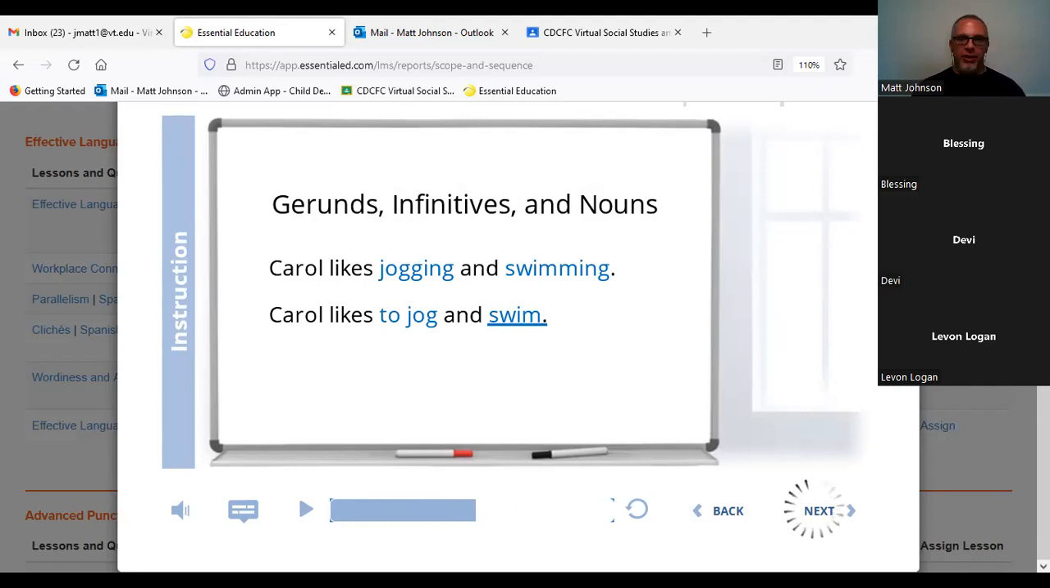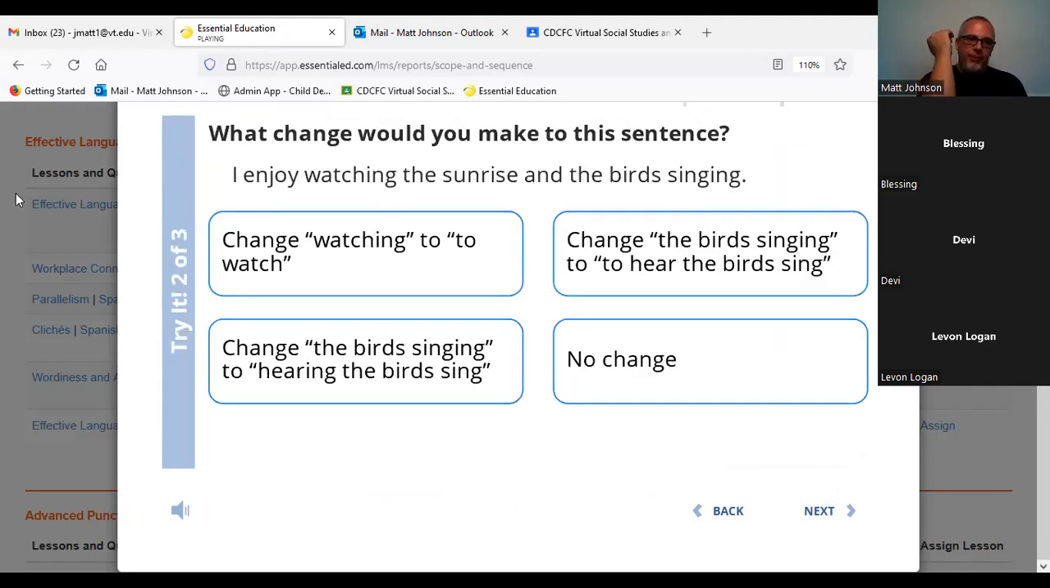So let's take a look here at our next example. What change would you make to this sentence?